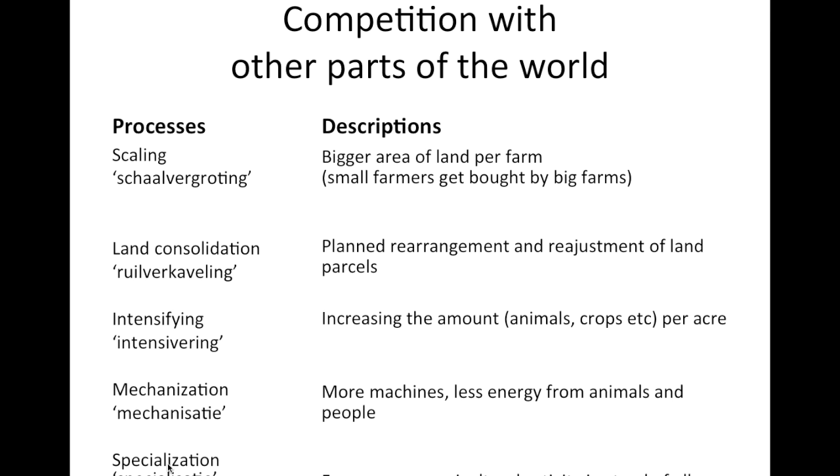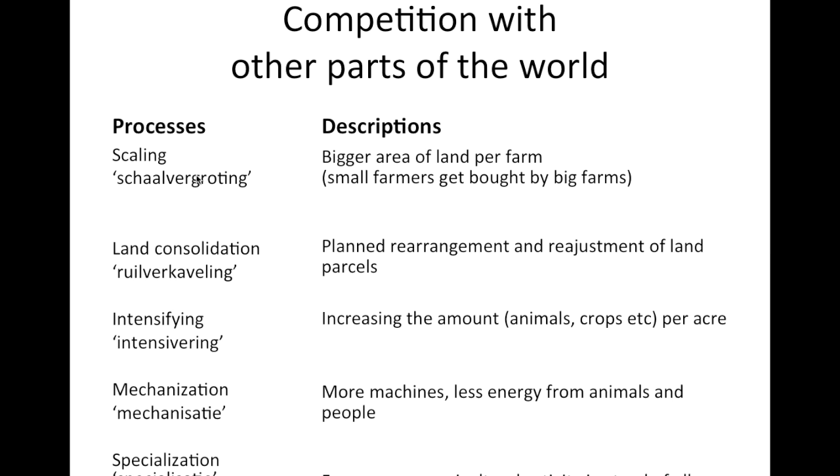So in the 20th century, farmers specialize. They invest in machines, and it becomes a high-tech business. They intensify, so they try to increase the yield by increasing the amount of animals or the amount of plants or the liters of milk per animal per acre. So, these big farms, huge farms with a lot of animals per square meter or per square kilometer.